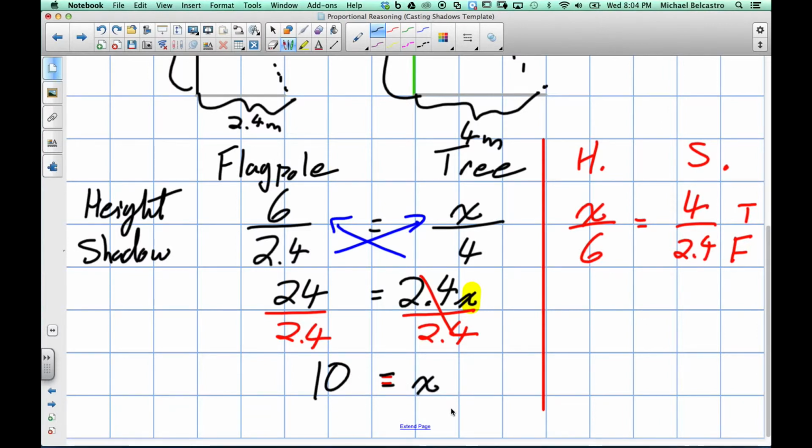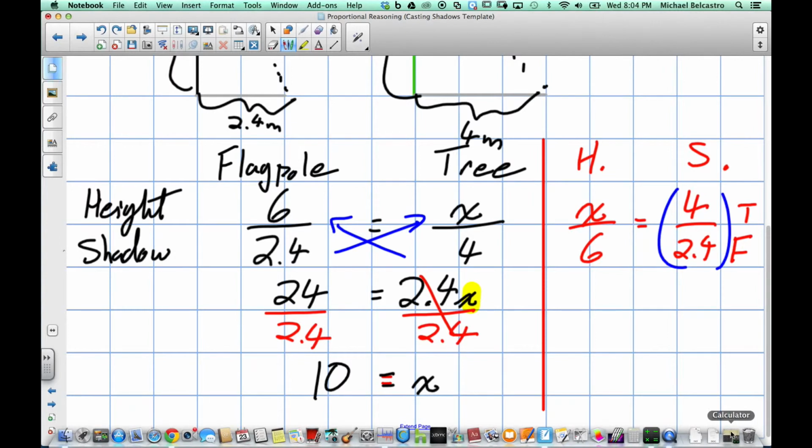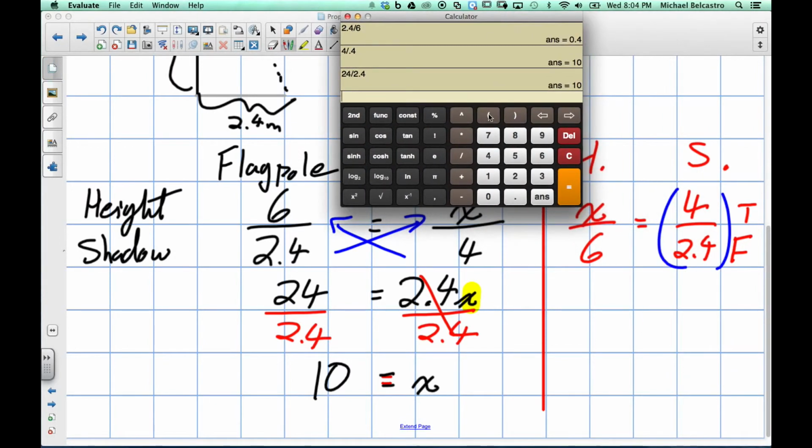Now let's go through this. We've set up a different ratio, so now we're going to solve it a different way. Let's see if we get the same answer. Instead of cross multiplying right off the bat, I'll actually divide these values, so we'll end up with a decimal. So 4 divided by 2.4 equals 1.666.